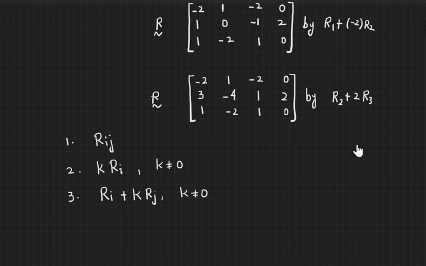And if we apply any of these elementary row operations or a sequence of elementary row operations, we get another matrix, and that matrix is known as a row equivalent matrix of the given matrix.